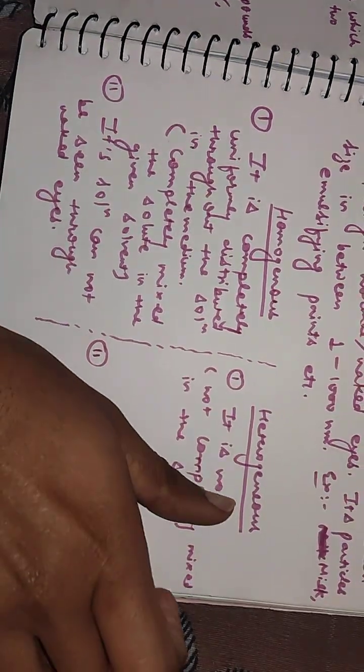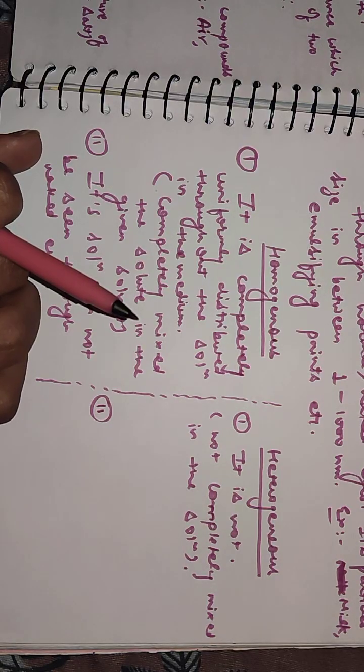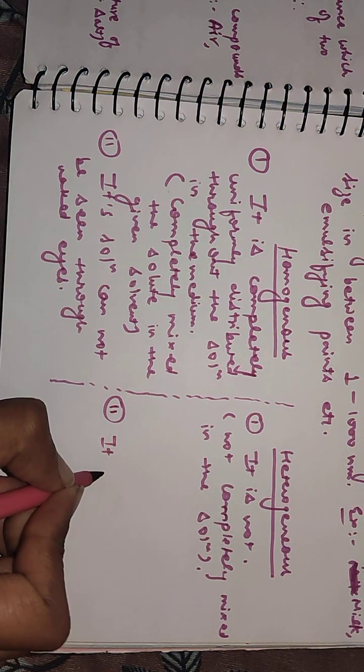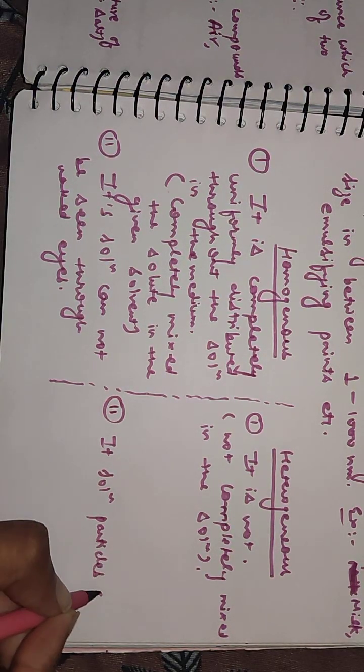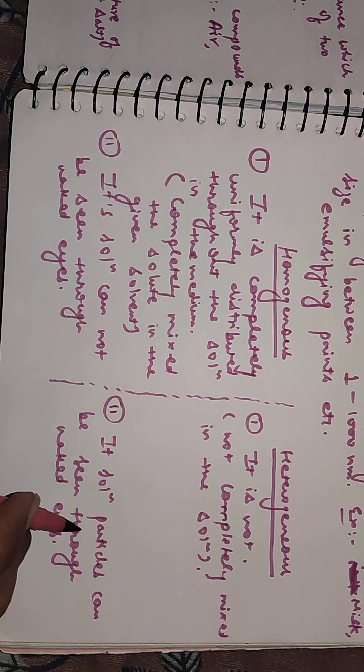Actually, in a heterogeneous solution, this property applies except for colloids. A colloid shows similarity to a homogeneous solution but is actually heterogeneous; its particles also cannot be seen through naked eyes. But in a heterogeneous solution, the basic property is that particles can be seen through naked eyes. In a homogeneous solution particles cannot be seen, but in a heterogeneous solution they can.